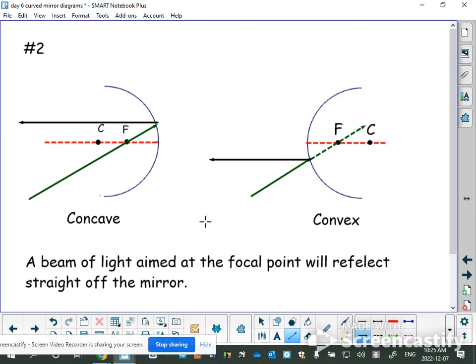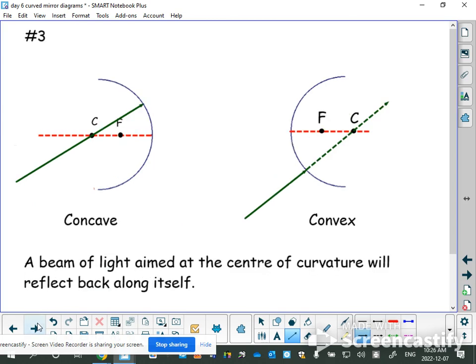Now there is a third line, and the reason we draw three and not just two is that two will cross, but two crossing could be a coincidence. Three crossing is never a coincidence. So the third one's really straightforward. Light going through the center of curvature will bounce right back along itself. So it's actually just kind of one line, right? Same with my convex. I'm going to aim it at the center of curvature, and it'll bounce back along itself. Where those three lines meet, that will be my image.